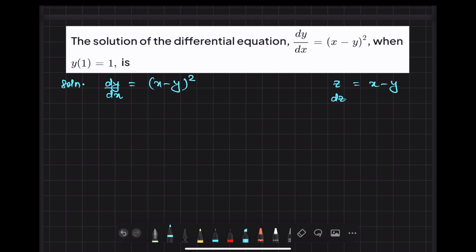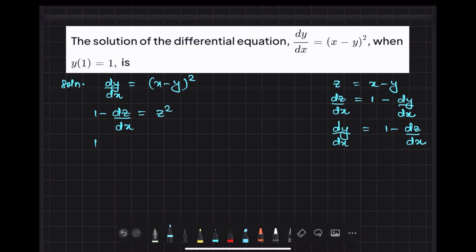So we got dz by dx equals 1 minus dy by dx. Now clearly you can observe that the value of dy by dx is equal to 1 minus dz by dx. If you do these manipulations, your question will be converted into variable separable method. Look at here. Can I replace this dy by dx with 1 minus dz by dx is equal to z square? Is that okay?